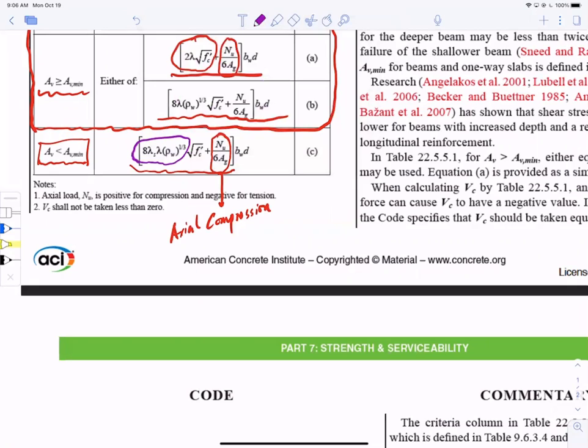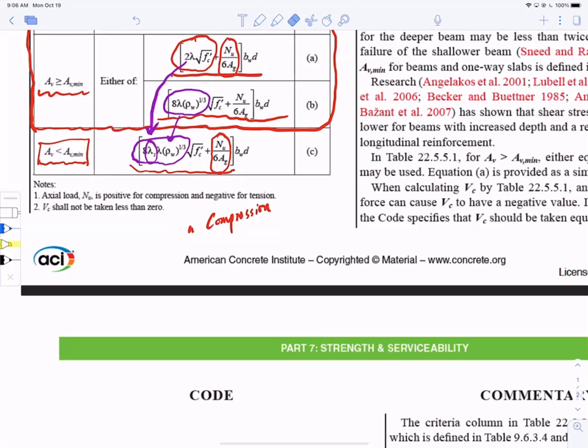So it changes from 2 lambda square root f prime c to 8 lambda s lambda and then rho w to the power of 1/3. Okay, so this is a big difference. If you're really paying attention, and this is for those of you who want to use the new code, and you probably will one year from now when you go into the field, you notice that this is an alternative equation multiplied by lambda s.